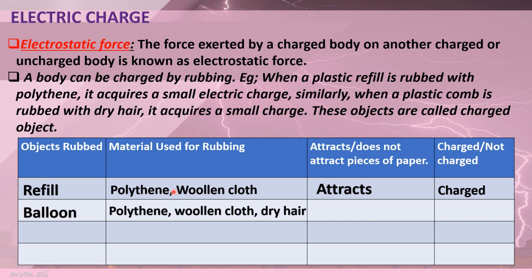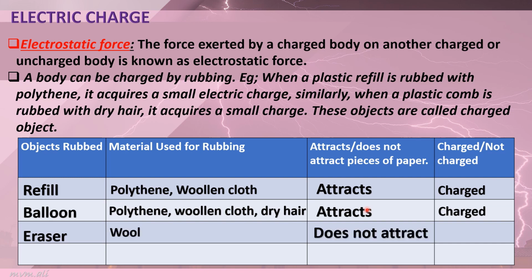Clear? Similarly, if we take the combination of balloon and polythene or woolen cloth, then also we can observe the same result. But if we take the eraser and rub it with wool or any other object, we can observe that it does not attract. The reason is that the eraser and wool do not get charged during the rubbing. Clear?